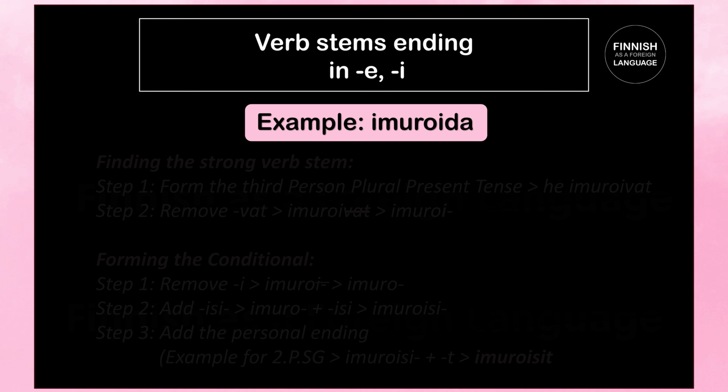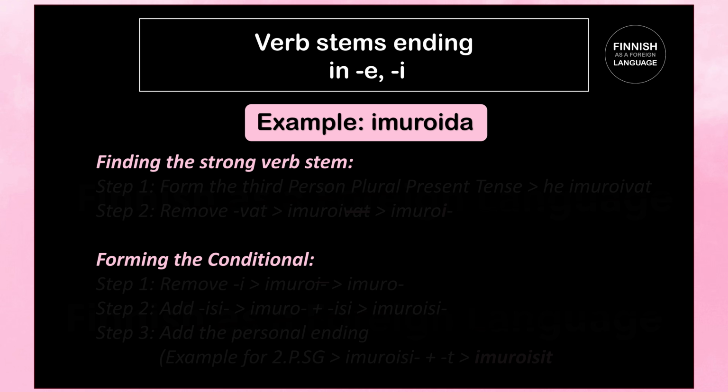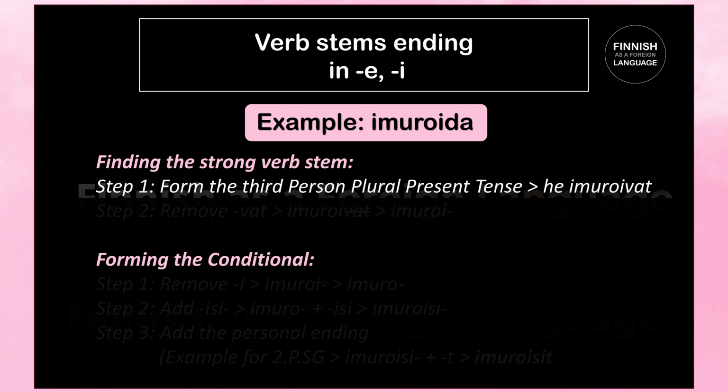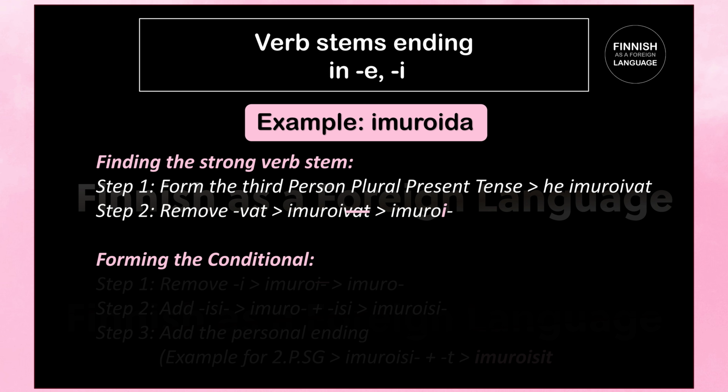Alright, let's take a verb with a stem that ends in i, for example imuroida, which means to vacuum. Step number 1, in order to form the verb stem, we have to form the third person plural present tense of imuroida, he imuroivat. Then step number 2, we want to remove again vat, so imuroivat changes to imuroi. This is our verb stem.